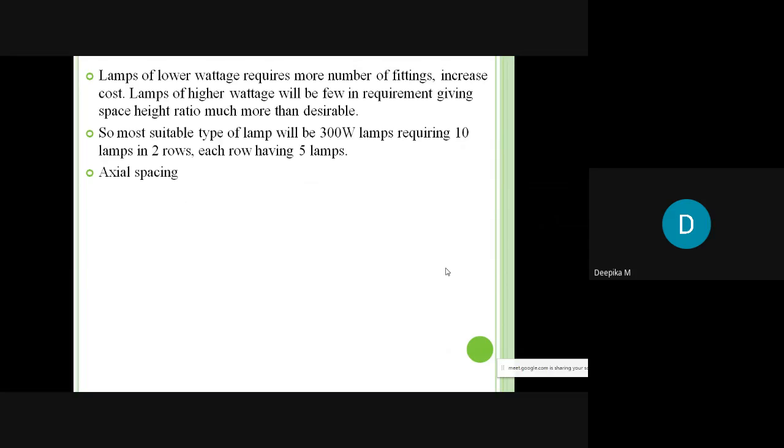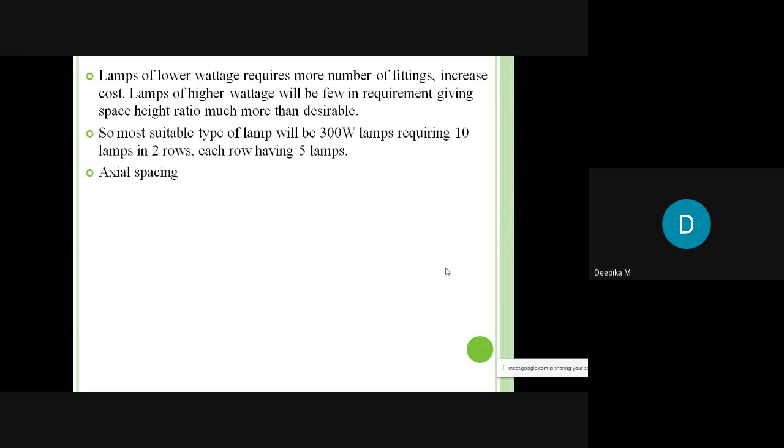So therefore, the most suitable type of lamp is the 300 watt lamp. You can use a 200 watt lamp also, but you can use a 300 watt lamp because it requires only 10 lamps, and it is a convenient type of lamp. So among 100 watt, 200 watt, 300 watt, 500 watt, 1000 watt, we have chosen 300 watt because it is a good type of lamp, it requires a lesser number, the space to height ratio is also reduced, and the cost can also be reduced.